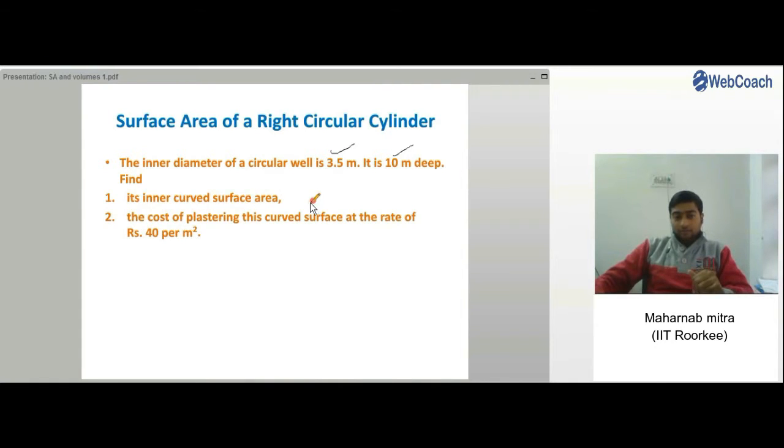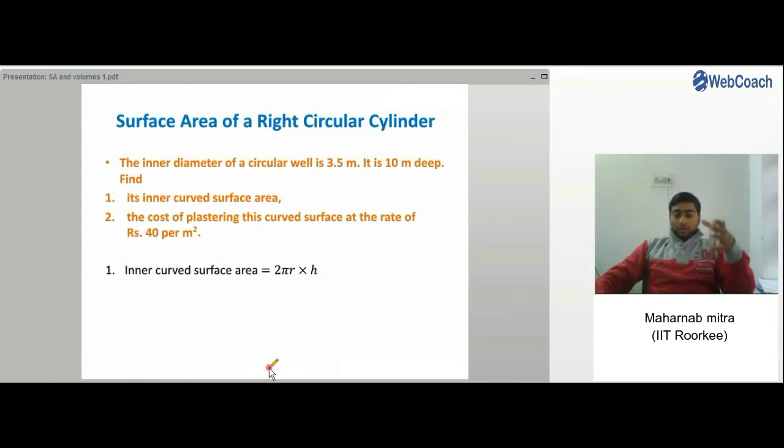So we are asked to find out the inner curved surface area and the cost of plastering this curved surface at the rate of rupees 40 per meter square. So let us do it step by step. So let us find out the inner curved surface area.